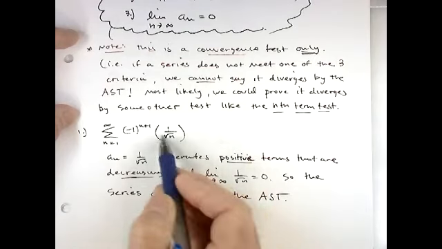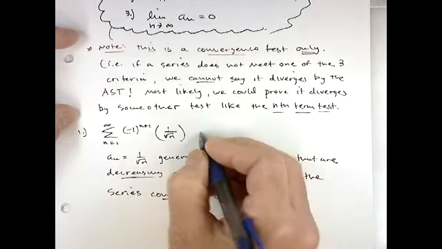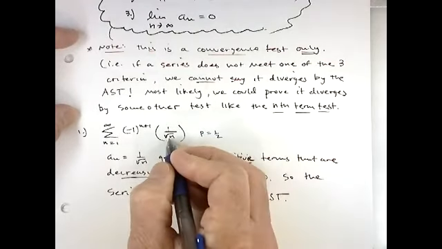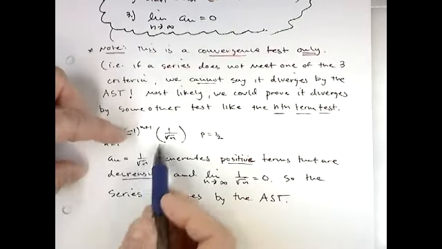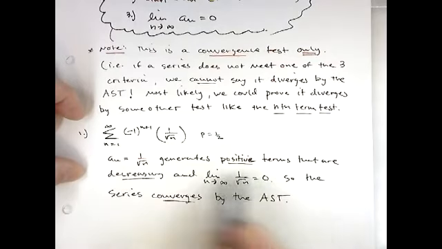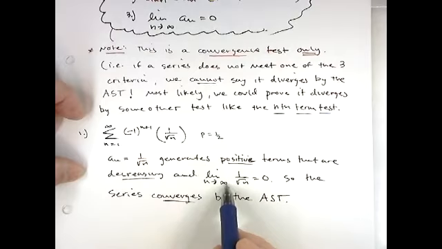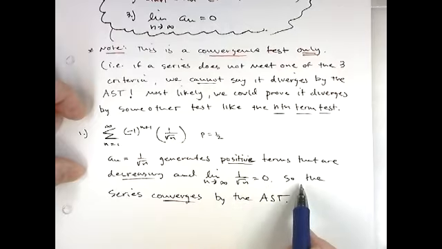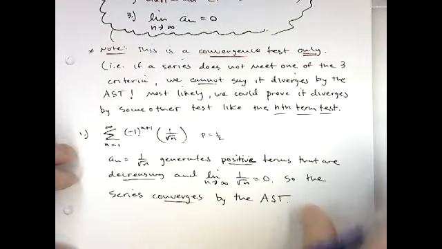This is another alternating P series where P equals 1/2, right? That's 1 over the square root of n. So we know this part right here is only going to generate positive terms, so it satisfies the first part. Clearly, this is going to be decreasing as n gets bigger, and it's very simple to prove that the limit as n goes to infinity of 1 over root n equals 0. So by the alternating series test, the series has to converge.